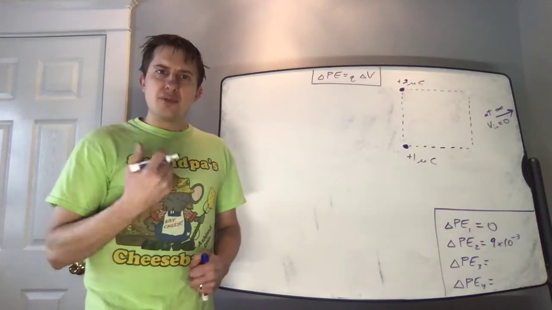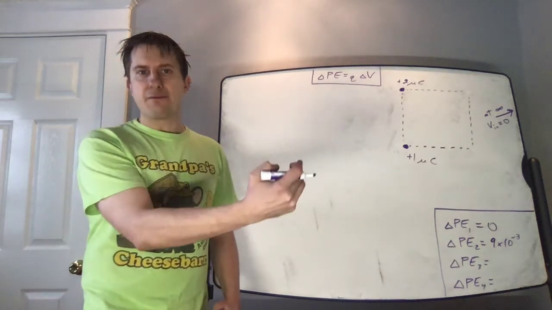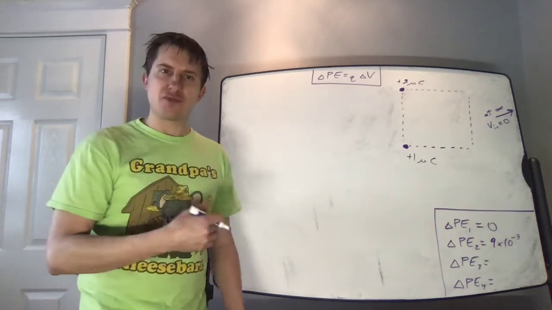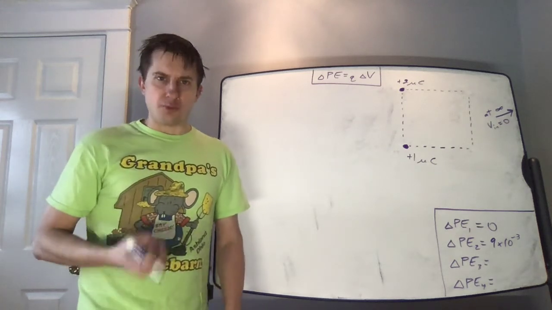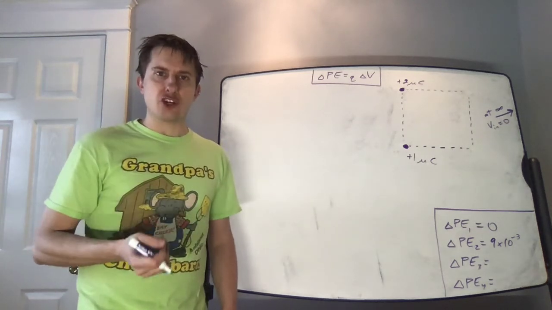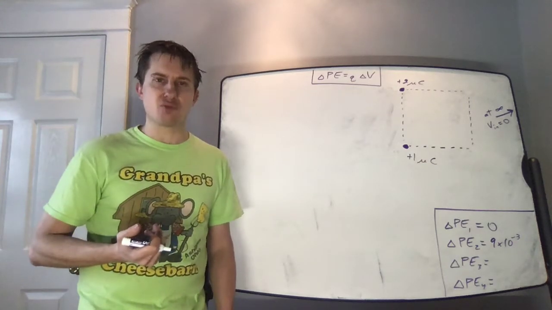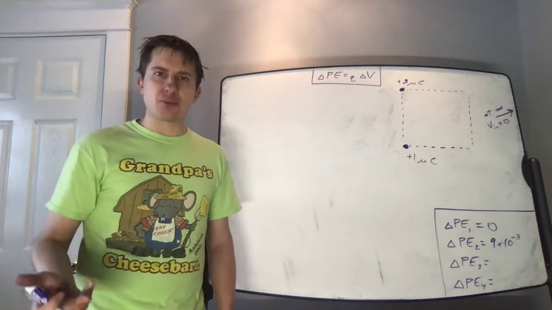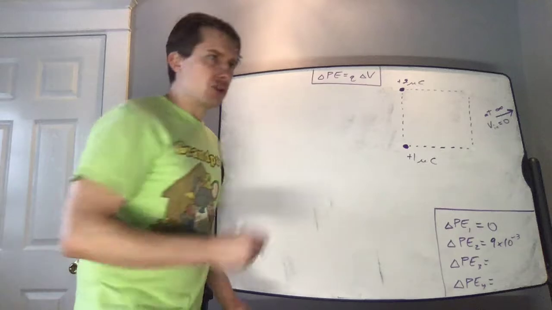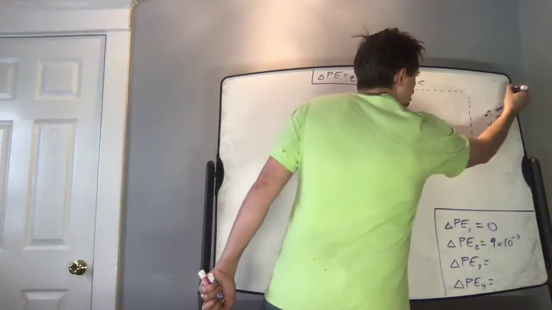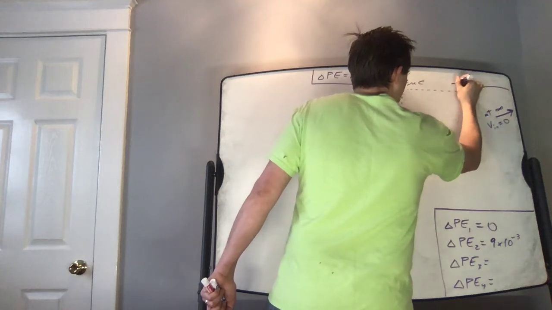We will now move the -3 microcoulomb point charge from its initial position infinitely far away from all the other charges to its final position in the upper right corner of the square. Just like before, because the -3 microcoulomb point charge is initially infinitely far away from all the other charges in this problem, the value of the electric potential at infinity is going to be 0. So we reach out, we grab that -3 charge, we drag it to its final position in the upper right corner of the square.